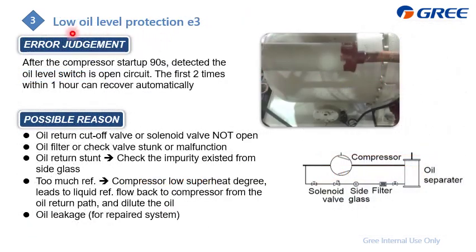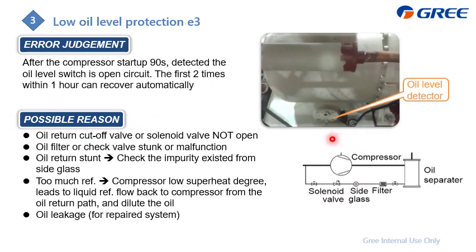Next, we will go to the low oil level protection E3. First is the error judgment: after 90 seconds of the compressor startup, if we detect the oil level switch is open circuit, then we will trigger this error. And where is the oil level switch? It is located here. This is the compressor. For the first 2 times within 1 hour, it can recover automatically. After that, the system will lock down from trying again. And here are the possible reasons.